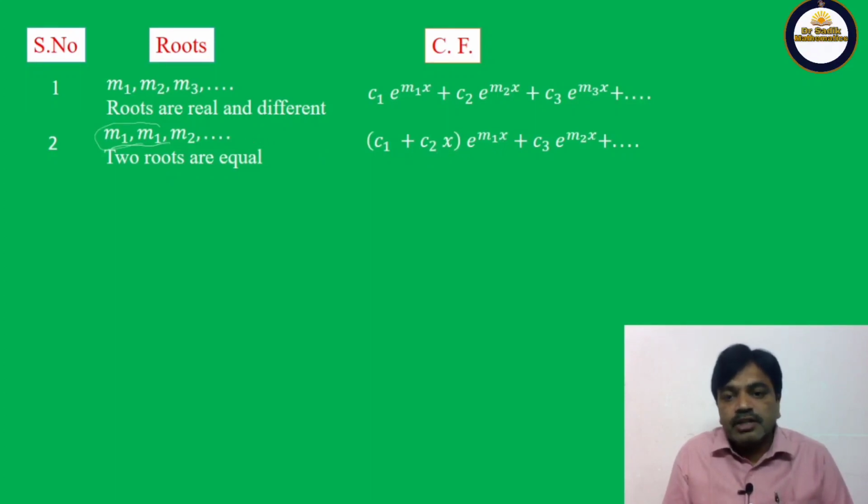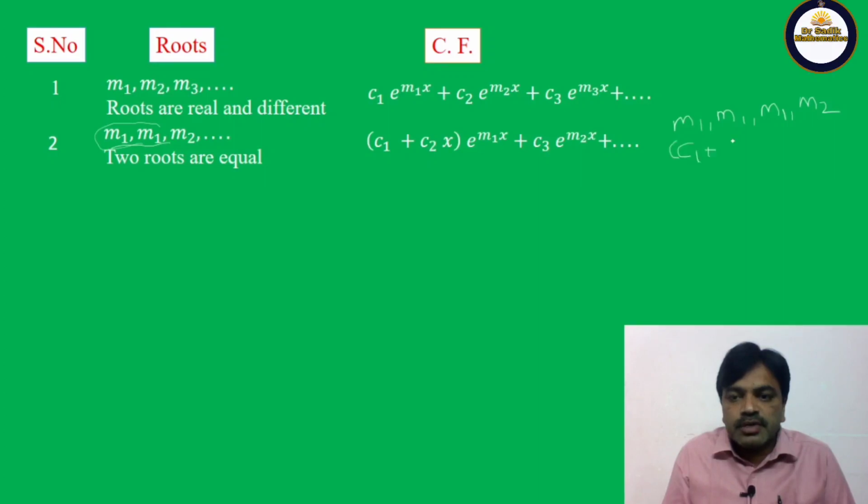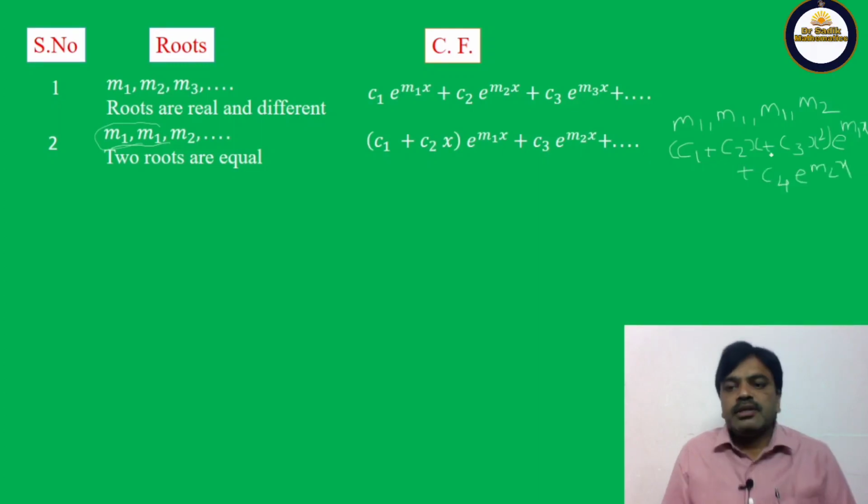Suppose three roots are repeated, say m1, m1, m1 and then m2. Then what is the complementary function? The complementary function is c1 plus c2x plus c3 x square into e power m1x plus c4 e power m2x. If four roots are repeated, then c4 x cube. Friends, this is about real roots.